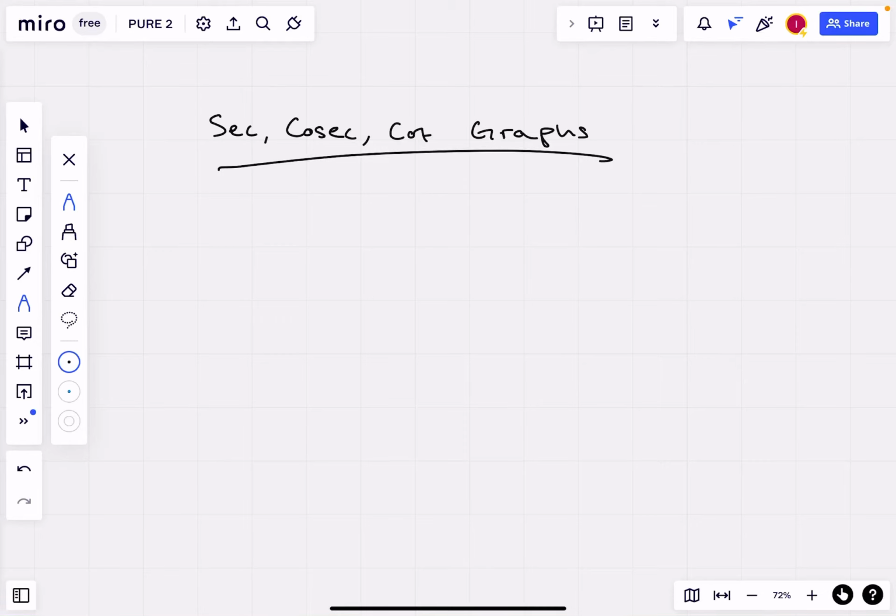You need to know the graphs for sec, cosec, and cot. So I'm going to teach you how to get the graphs, should you ever forget. Let's start with the sec graph.